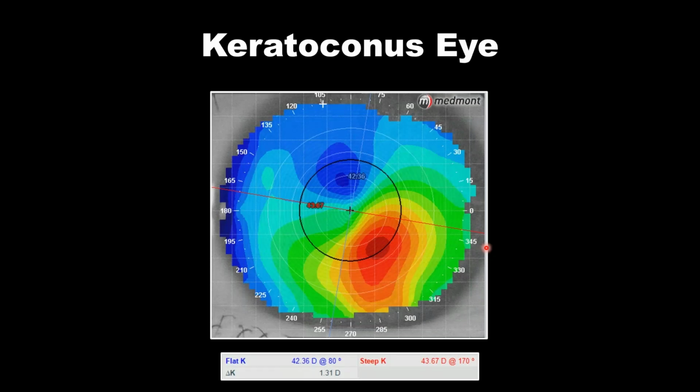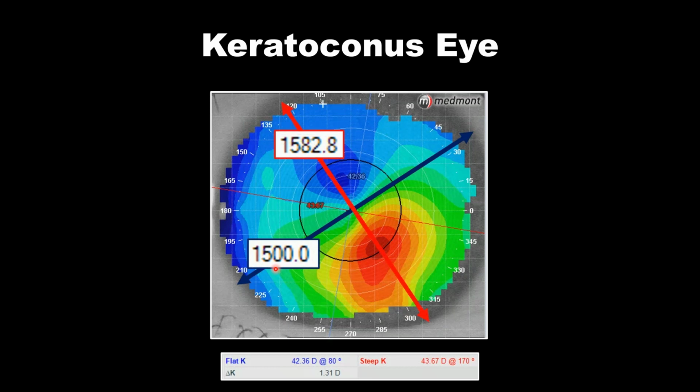What about this eye? How do you use sagittal depth to understand this cornea? This is where things get really interesting. If we were to measure what appears to be the flattest axis of the eye, or we cut across this cornea to avoid hitting the cone, we're finding a sagittal depth of 1500 microns. When we go to the steepest axis, we're finding a 1582 micron height. When we go to this axis, 1549, and this axis, 1520.